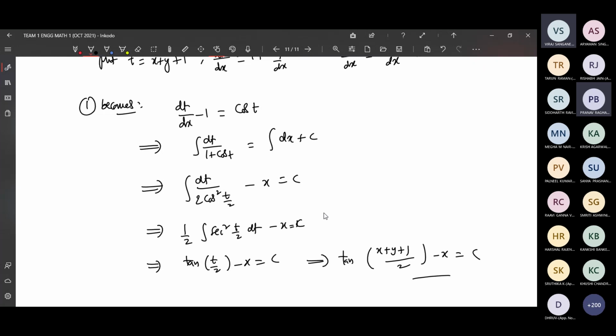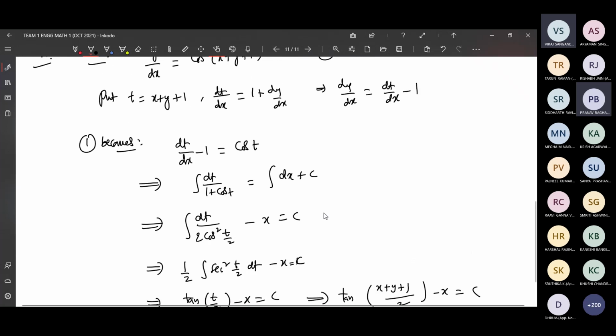So can we show the upper part of it, sir? It's a very similar question, therefore I went a little direct. 2 tan t by 2 you will get, 2 gets cancelled here. That's fine.